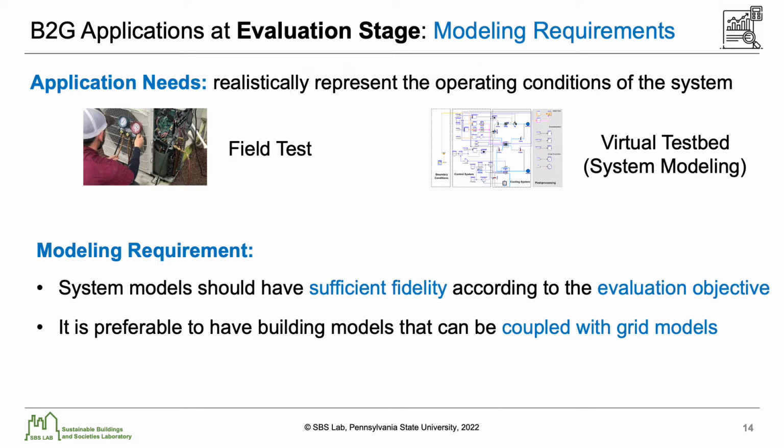Second, it is preferable to have building models that can be coupled with grid models. Since control strategies impact both the buildings and the grid, having both of them in the system modeling allows studying their dynamic interaction. To couple the building and the grid models, some new content should be considered in the building models. For example, the voltage and the current should be treated as inputs when evaluating the building's response to the grid.